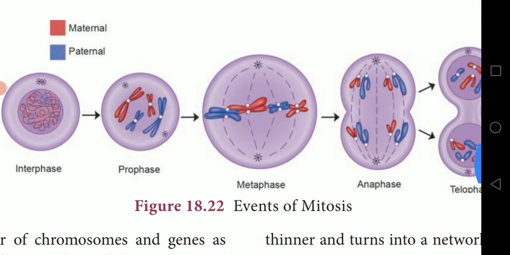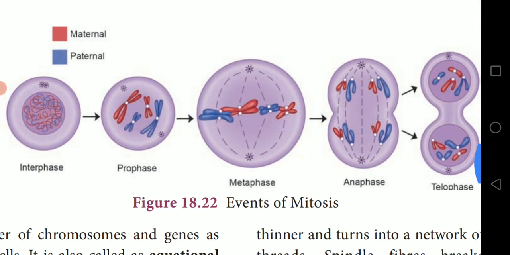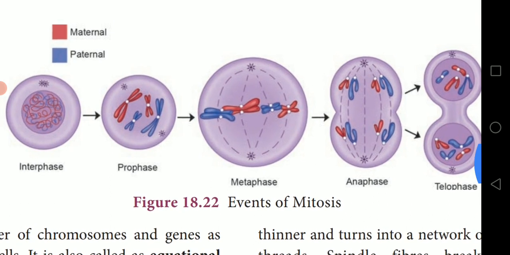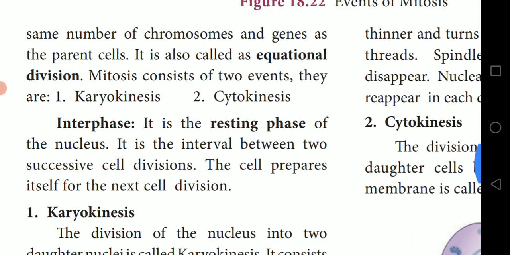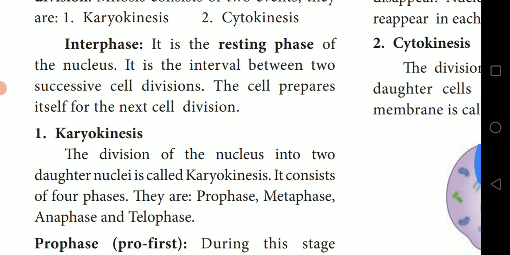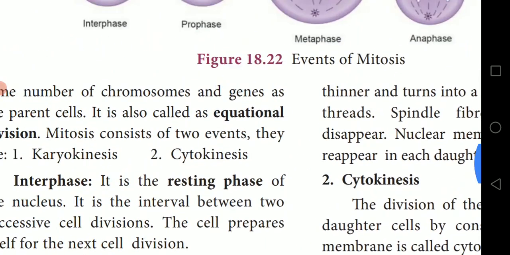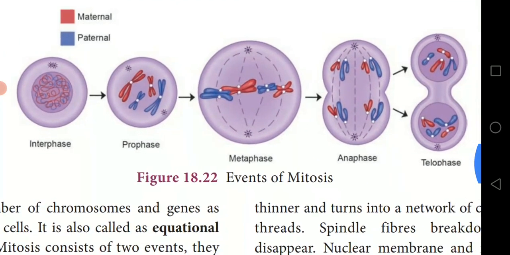They'll ask you 7 marks questions: explain the events of mitosis. So they'll also ask questions like this, and indirect questions can be asked like this: explain the types of karyokinesis. Both are the same question, with the same answer.